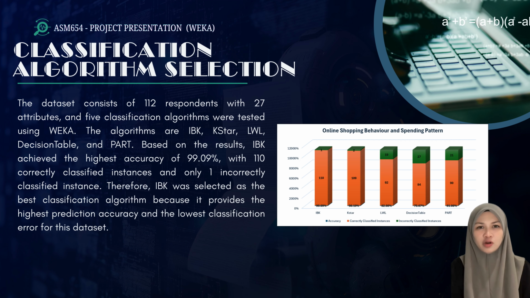Based on the comparison of all 5 classification algorithms, we selected IBK as the best model. This is because it achieved the highest prediction accuracy of 99.09%, correctly classified 110 out of 112 instances and recorded only one misclassified instance. Compared with the other algorithms, IBK produced the lowest classification error, making it the most reliable model for predicting online shopping behavior and spending pattern among Malaysian consumers. Therefore, we conclude that IBK is the most suitable classification algorithm for this study as it provides the best overall performance and prediction accuracy.